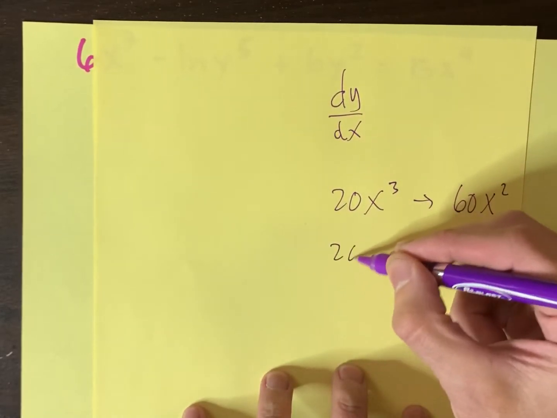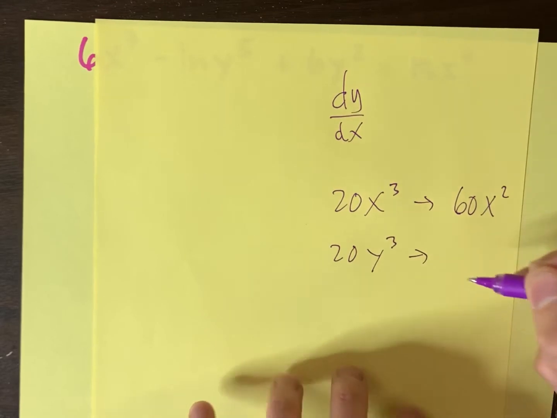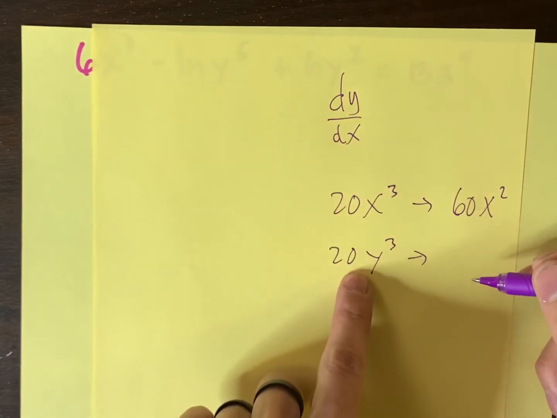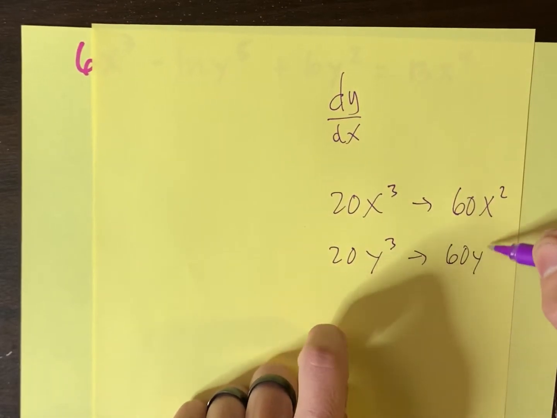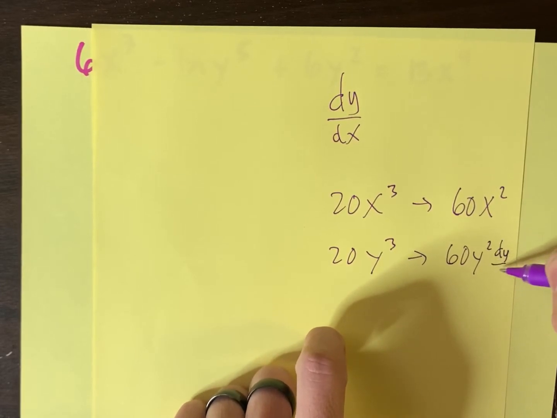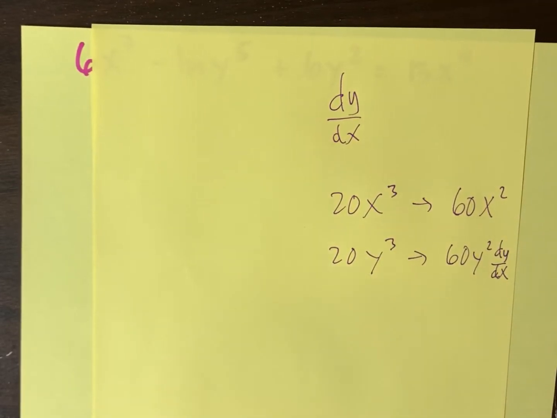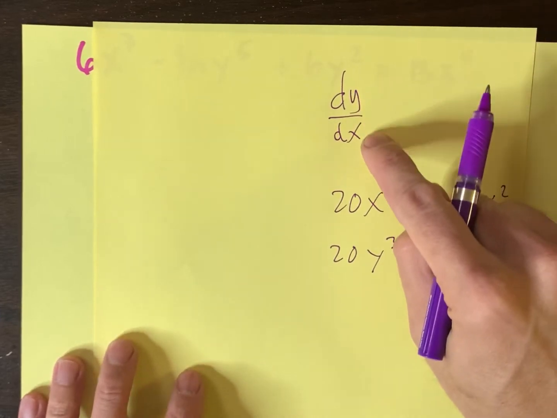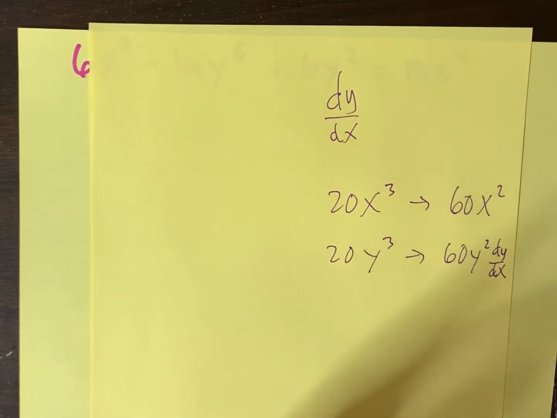However, what if I have 20y cubed? If we're talking about dy/dx of this, it would be 60y squared, but then you attach a dy/dx. So that's if the discussion is dy/dx, which it usually is.